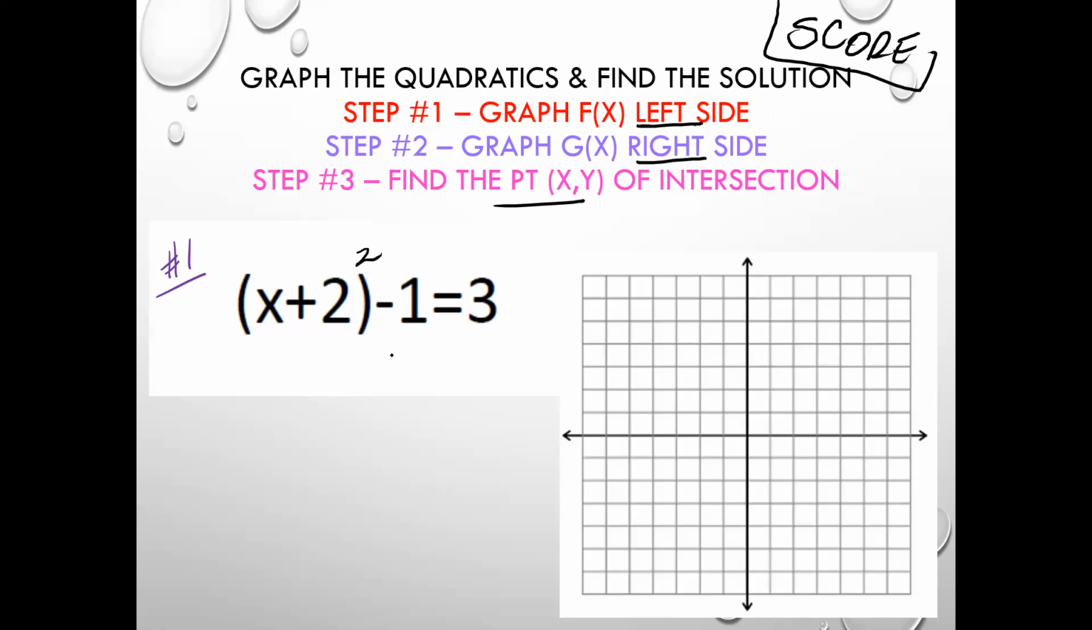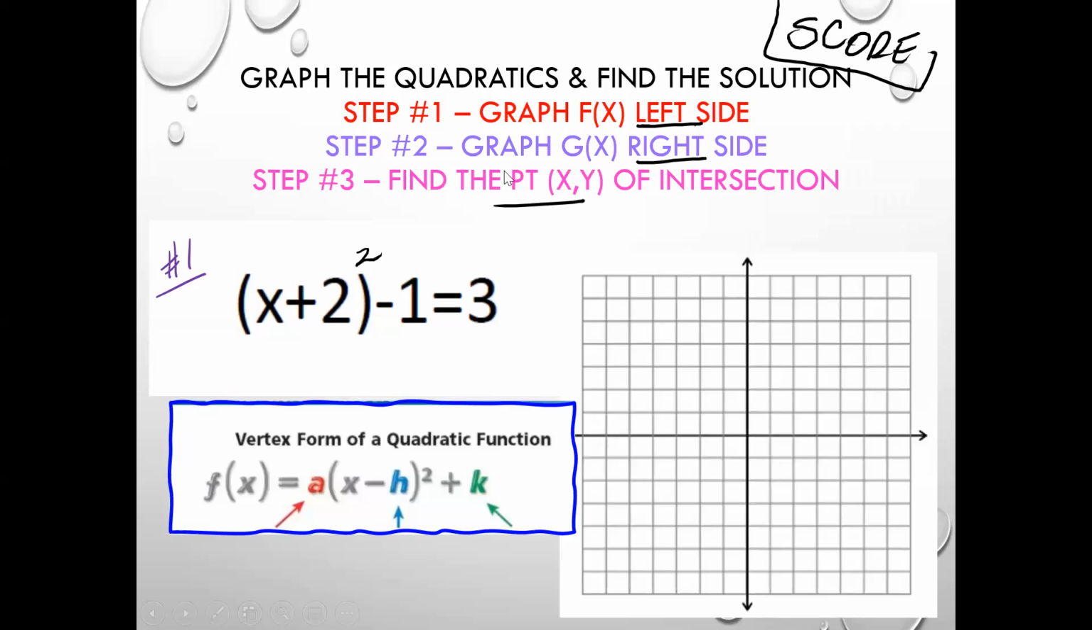So for the first one, I'm going to go ahead and compare this to the parent function. Okay, so then looking at the equation right here, remember that your k is either going to go up or you are going to go down. So a positive k means you go up, negative k means you go down. H is a little bit of opposite. So if you have a negative h, it means you go to the right. If you have a positive h, you go over to the left.